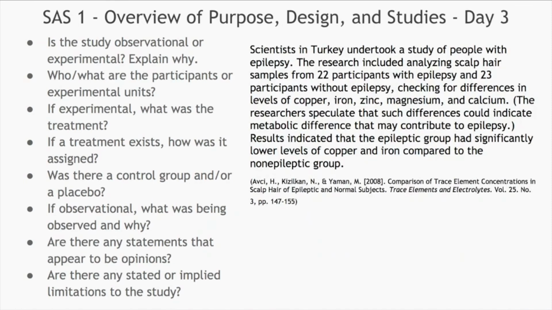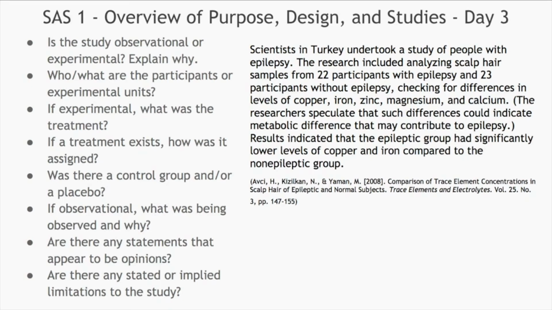All right. Here's another study. Scientists in Turkey undertook a study of people with epilepsy. The research included analyzing scalp hair samples from 22 participants with epilepsy and 23 participants without epilepsy, checking for differences in levels of copper, iron, zinc, magnesium, and calcium. The researchers speculate that such differences could indicate metabolic differences that may contribute to epilepsy. Results indicate that the epileptic group had significantly lower levels of copper and iron compared to the non-epileptic group. So, is it observational or experimental?